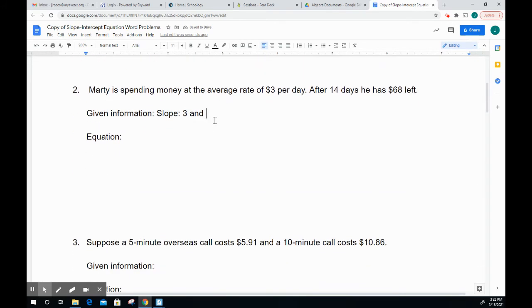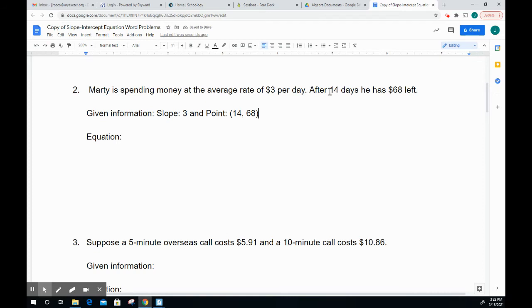All right, what else are we given? It says after 14 days, he has $68 left. Now, this is obviously not the starting value. This is 14 days later. It looks like he's spending money, but how much money did he have at 0 days? How much did he start with, money-wise? And so this 14 days and $68 left, that's obviously not our starting value. We want to know our starting value would be 0 days. So you can see these kind of come as a pair. And so what we have is a point. That'd be (14, 68).